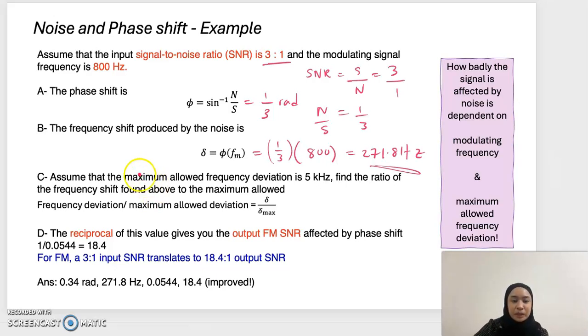Okay, so assume that the maximum allowed frequency deviation is 5 kilohertz. This noise is introducing 271, but the maximum allowed is 5 kilohertz, which is quite a lot. So this is 5000 hertz. Find the ratio of the frequency shift found above to the maximum allowed.